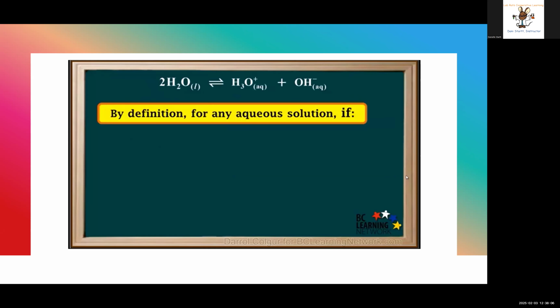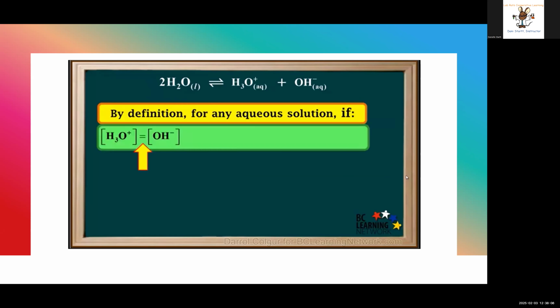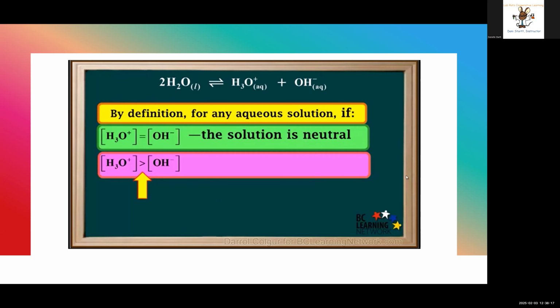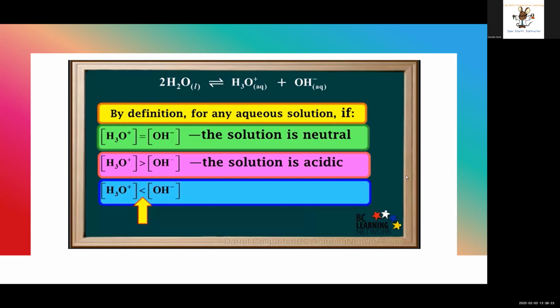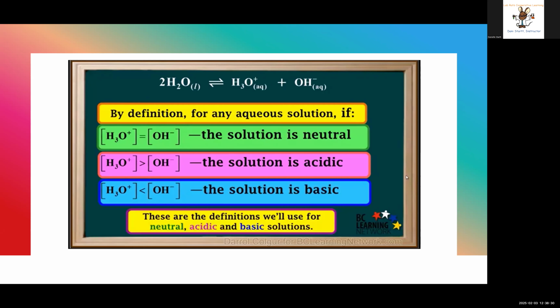By definition, for any aqueous solution, if the concentration of hydronium is equal to the concentration of hydroxide, the solution is said to be neutral. And if the concentration of hydronium is greater than the concentration of hydroxide, the solution is said to be acidic. And if the concentration of hydronium is less than the concentration of hydroxide, the solution is said to be basic. These are the definitions we'll use for neutral, acidic, and basic solutions. You must make sure that you know these.